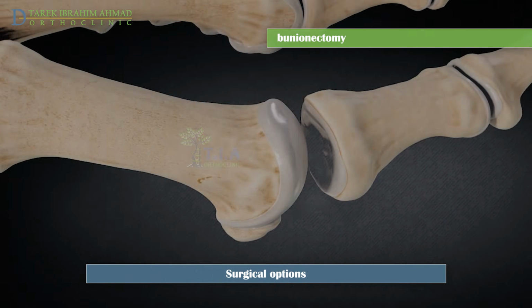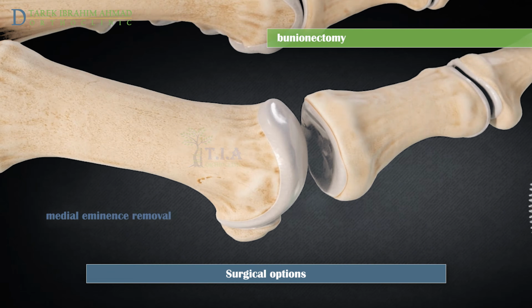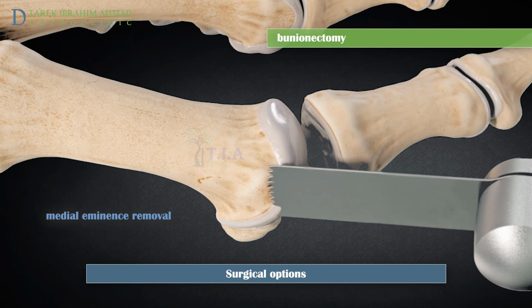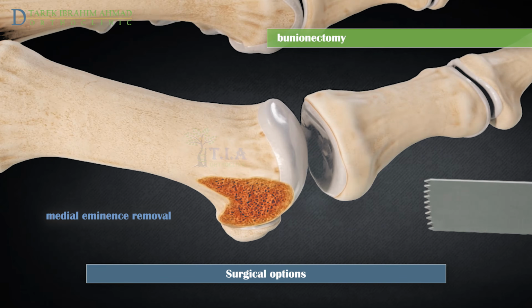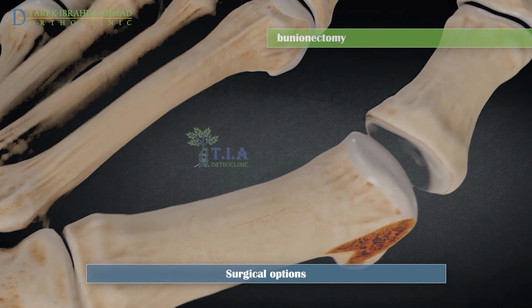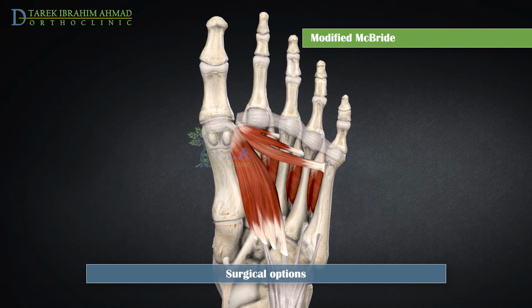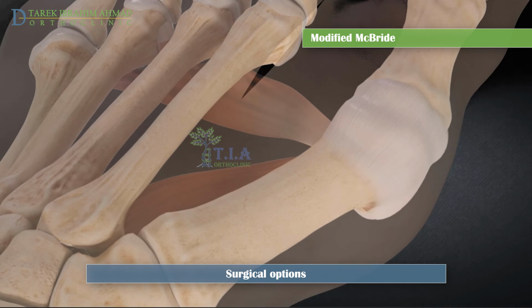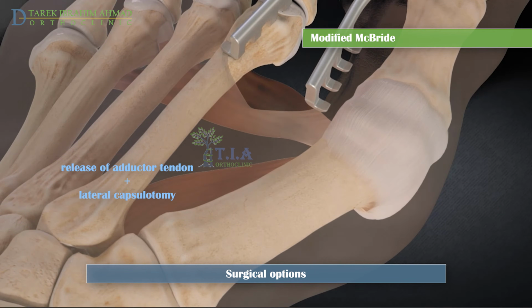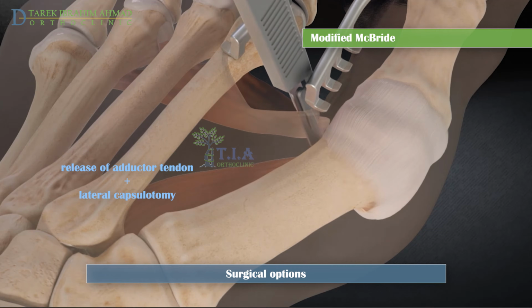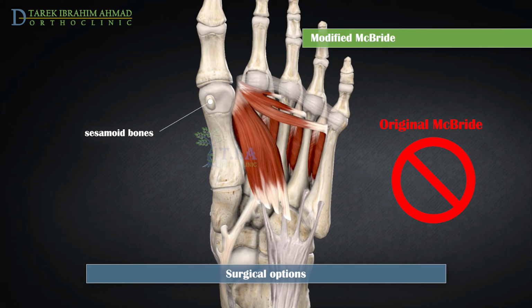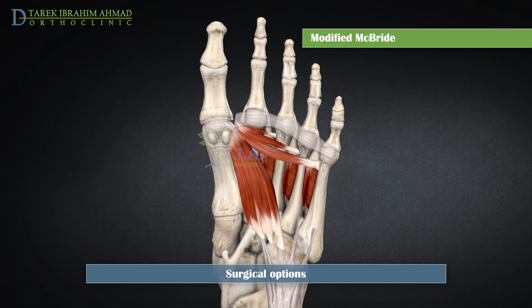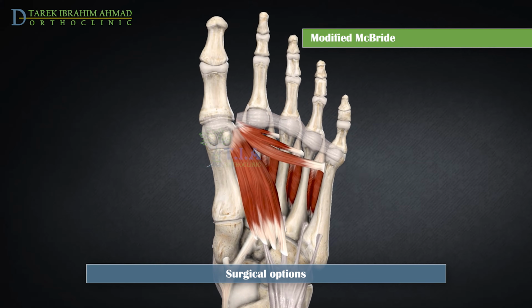Bunionectomy. In a bunionectomy, a surgeon shaves off the excess bone on the outside of your first metatarsal bone. This procedure is always done in conjunction with other procedures. Modified McBride includes release of the adductor from the lateral sesamoid and from the base of the proximal phalanx, and lateral capsulotomy. Original McBride has been abandoned. It also includes lateral sesamoidectomy. This procedure is usually used in conjunction with the other procedures.